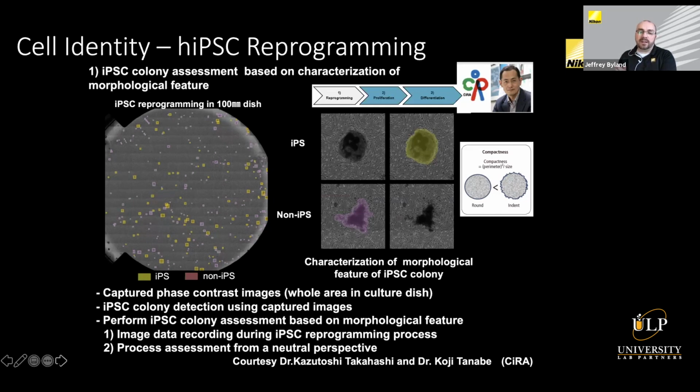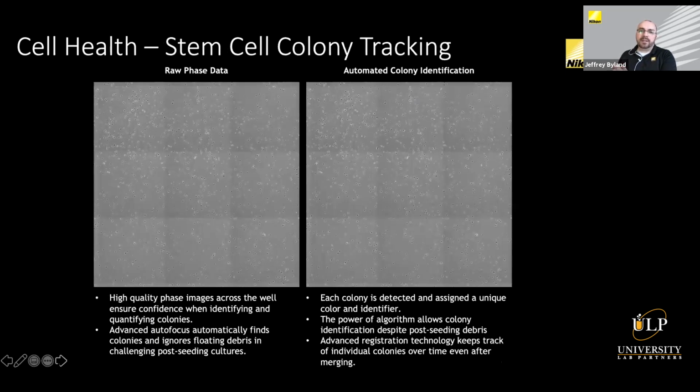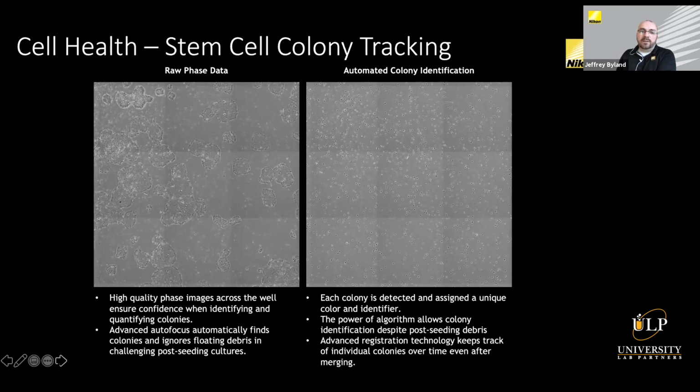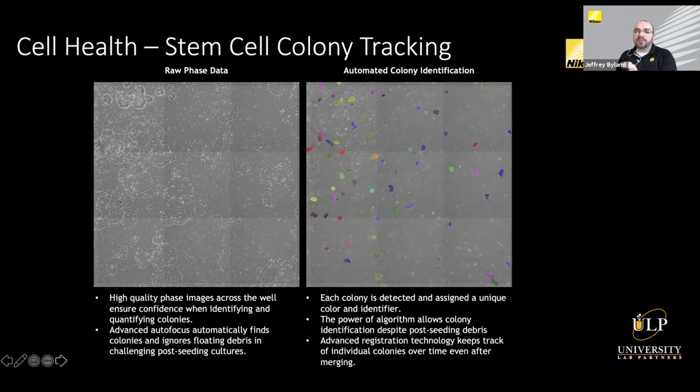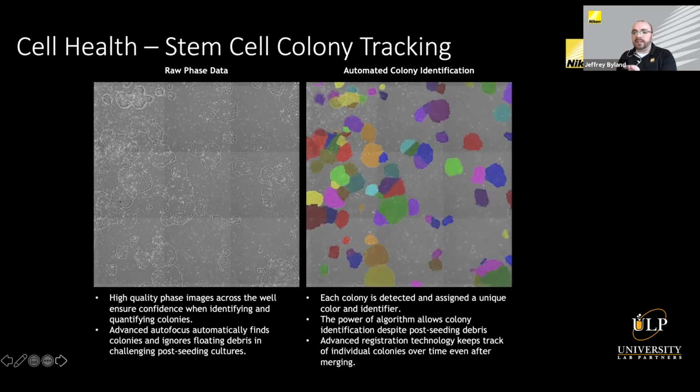If we go to the next slide, we can see another example of this. Once the stem cells have been created, we need to look at their health. If we advance again, we can see an example of what colonies look like as they're seeding and growing. This is a challenging system because you can see there's a lot of debris floating around. But if we advance again, we can see how modern software is able to identify colonies, give each one a unique identifier, and then track their growth over time.